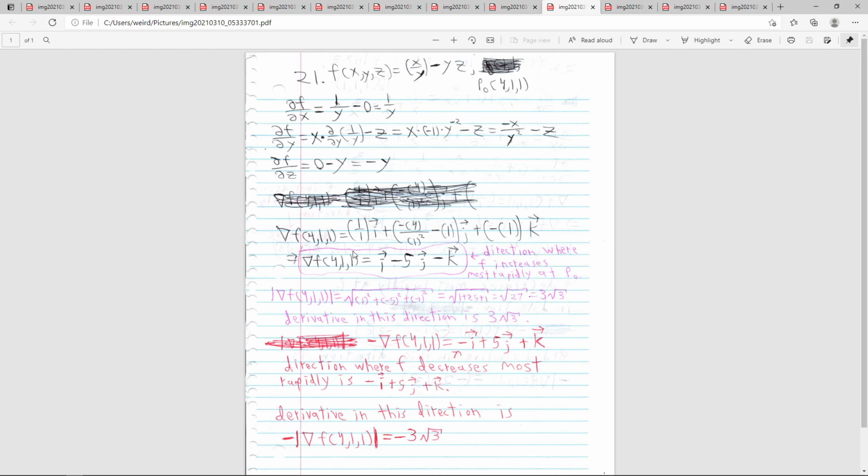So f increases most rapidly in the direction of this gradient, which we find by taking the partials of this function, x divided by y minus yz. Of course, x divided by y, when we take the derivative with respect to y, is x times 1 over y. So y to the negative 1 power becomes y to the negative 2 power, and you get the negative 1 out.